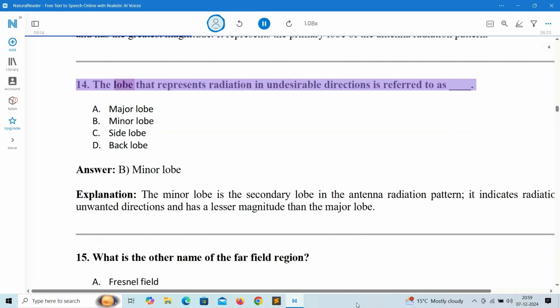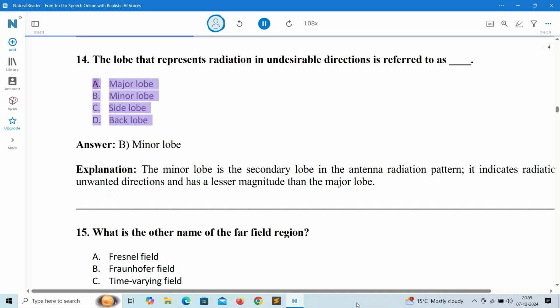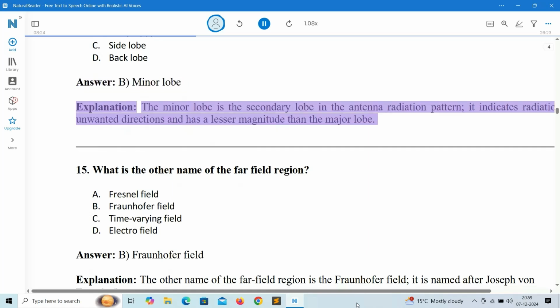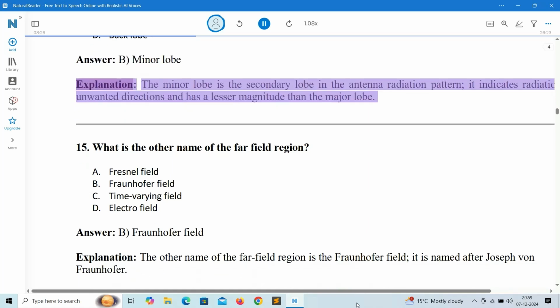14. The lobe that represents radiation in undesirable directions is referred to as: A. Major lobe. B. Minor lobe. C. Side lobe. D. Back lobe. Answer: B. Minor lobe. Explanation: the minor lobe is the secondary lobe in the antenna radiation pattern. It indicates radiation in unwanted directions and has a lesser magnitude than the major lobe.